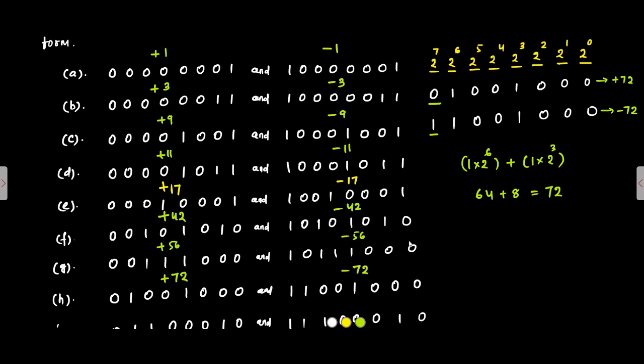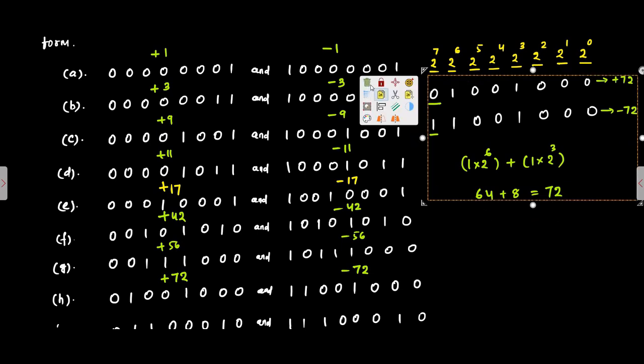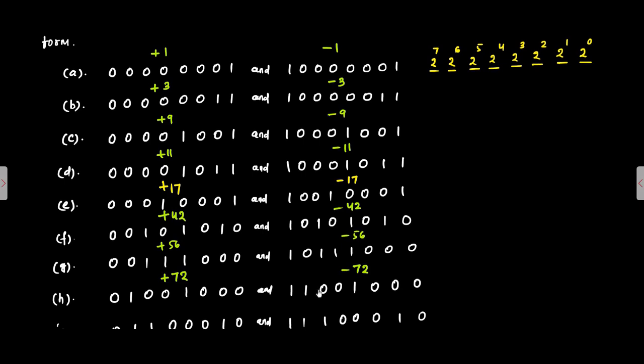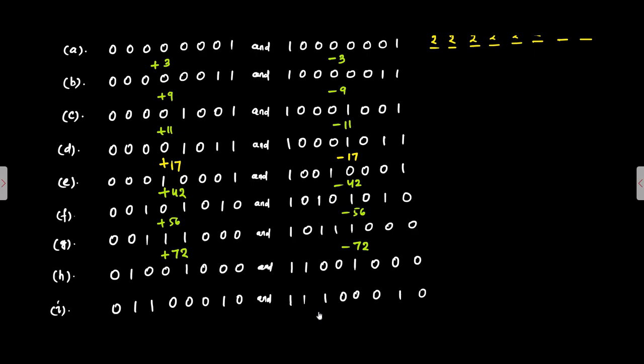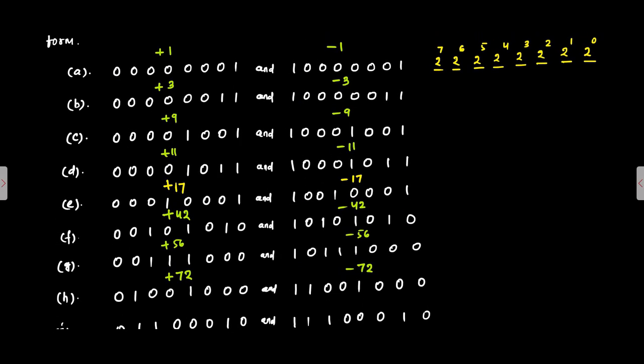And then we have the last one, I think. The last one is 01100010, and the other we have is 11100010. So again, this is 0, 1, sign bit 0, positive, sign bit 1, negative.